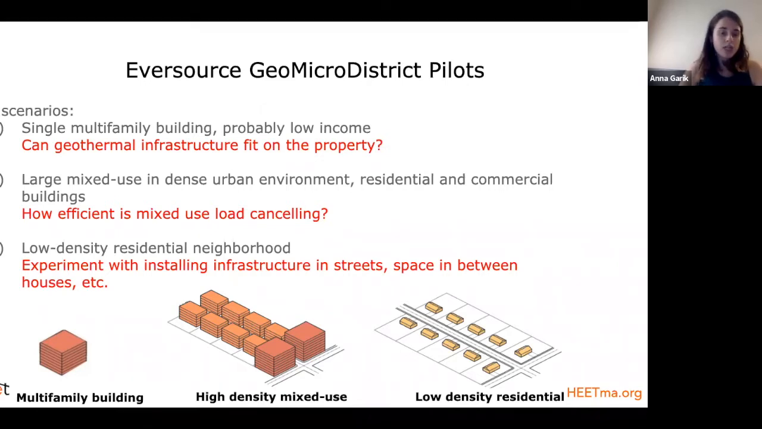And then the third one is a low density residential neighborhood. And this is really to look at what it would be like installing the infrastructure there. So can they do it in the streets, how to do it between houses, etc. And then at the bottom, you can see pictures of the 3 different scenarios.